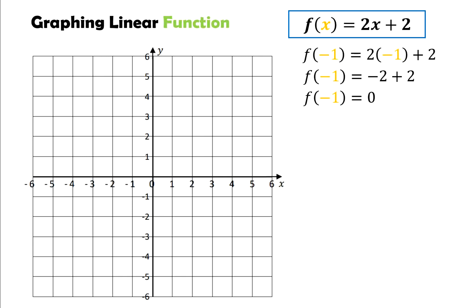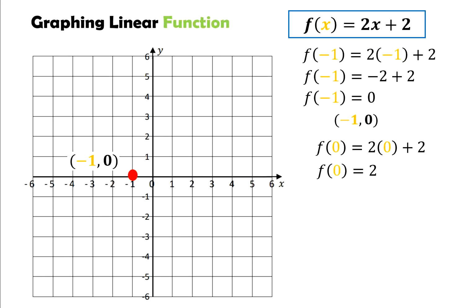So, yung location ng unang point natin is negative 1, 0. Saan ba yung negative 1, 0? Ayun. Now, what if kung ang value naman ng x natin is 0? Replace lang natin, lagay natin f of 0 is equal to 2 times 0 plus 2. Ang sagot nito, that would give us 2. So, yung ating pangalawang point is 0, 2. Saan ba yung 0 at 2? Ayun, 0 at 2.